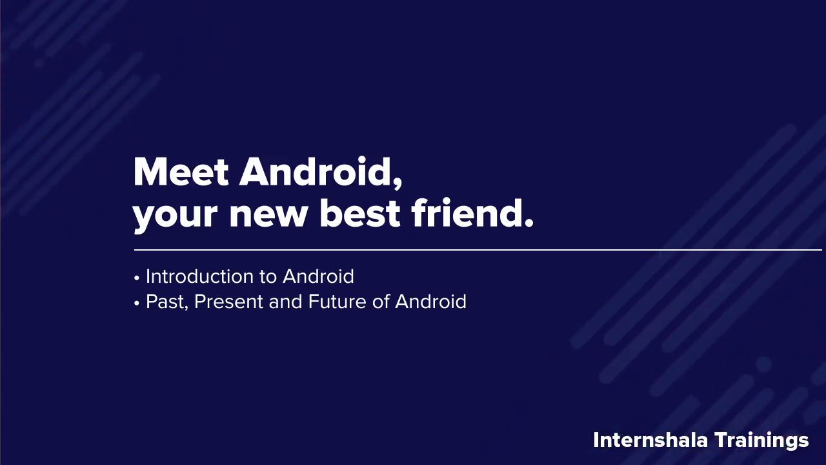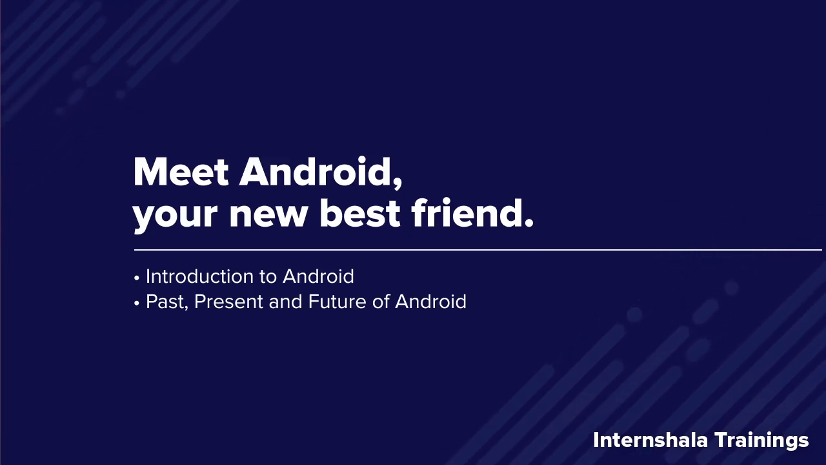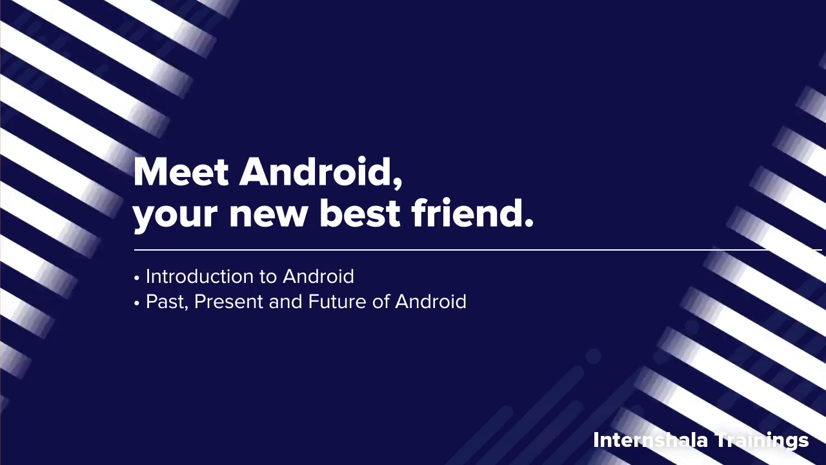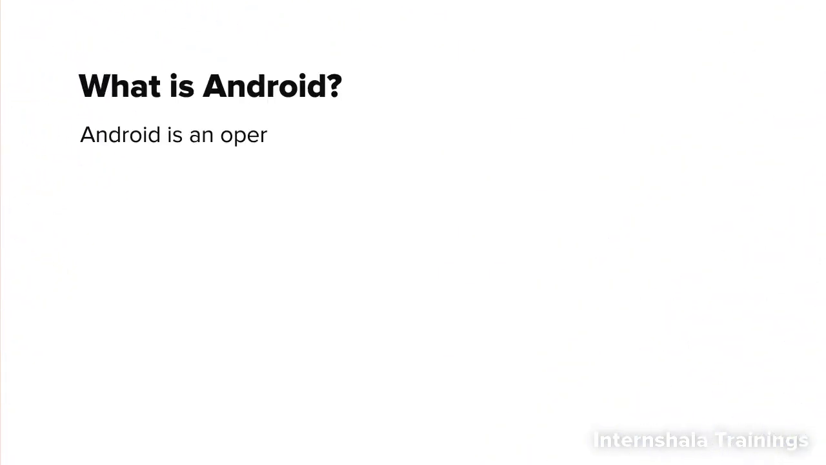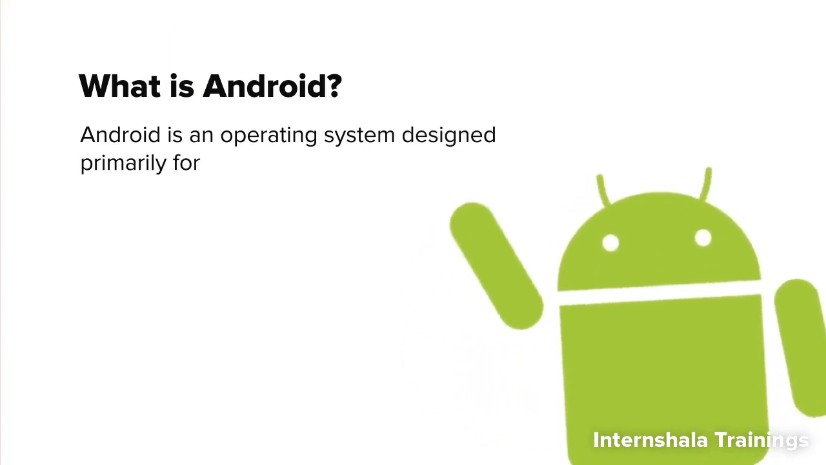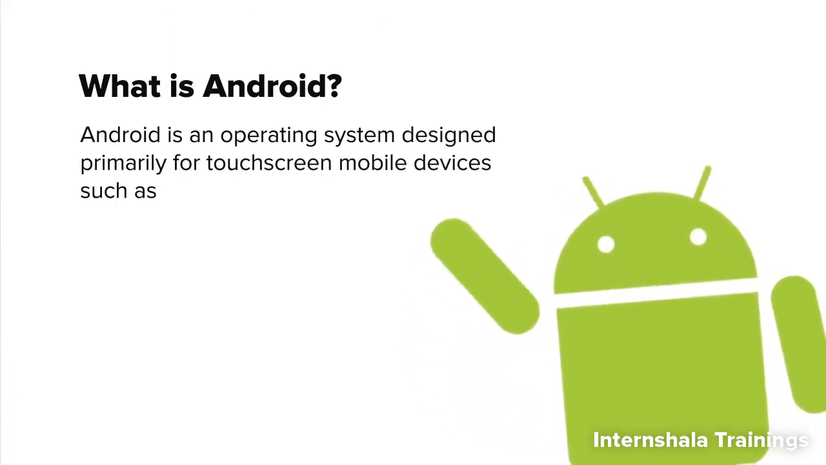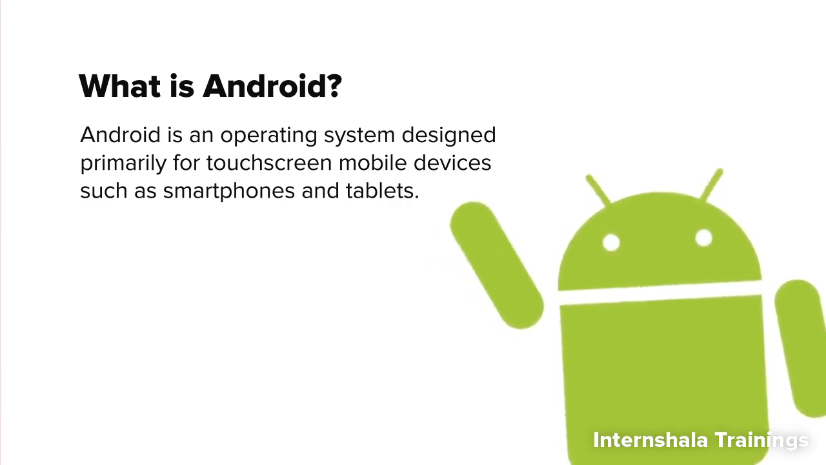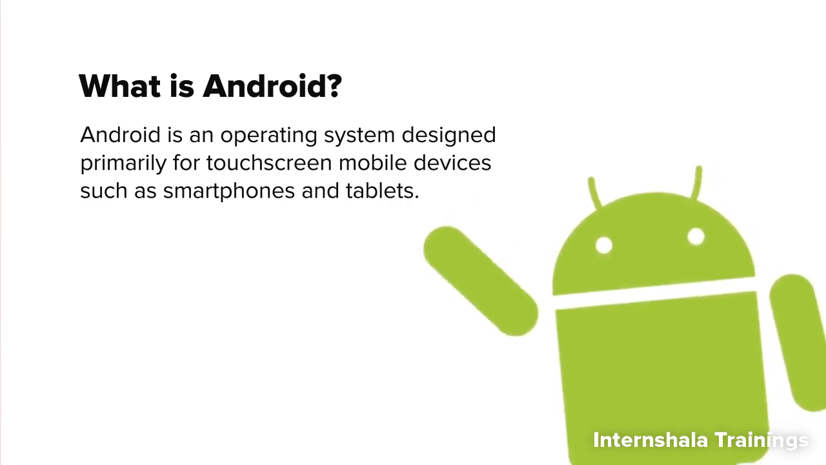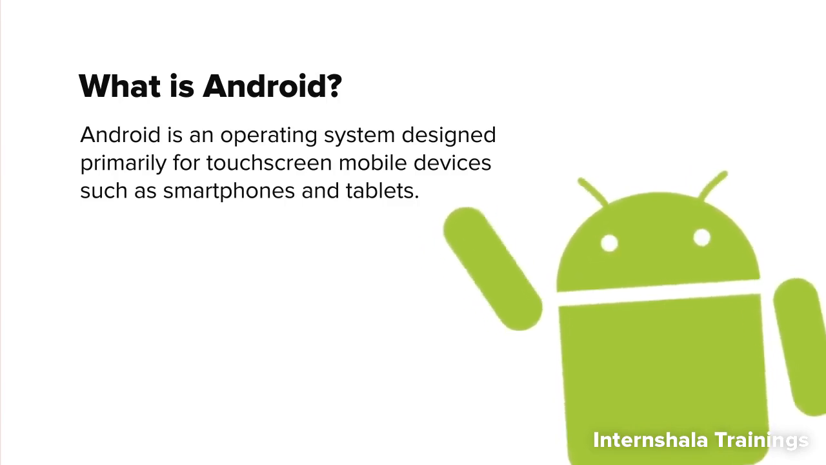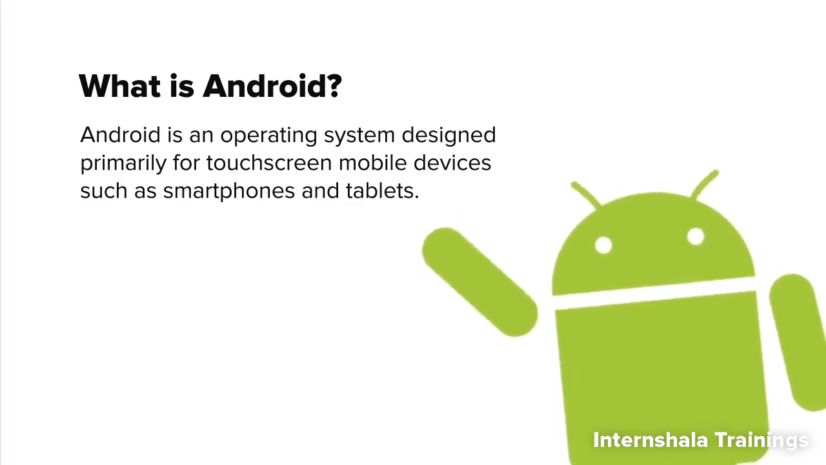Hi guys, before jumping into building apps and getting into the small details of Android, let me give you a brief introduction about it, what it is, how it all started, what's happening, and what's the future. So Android is an operating system designed primarily for touchscreen mobile devices such as smartphones and tablets. It is purely open sourced, which means we can modify the existing code to add new cool features, build apps, and publish them online so that others can use them.